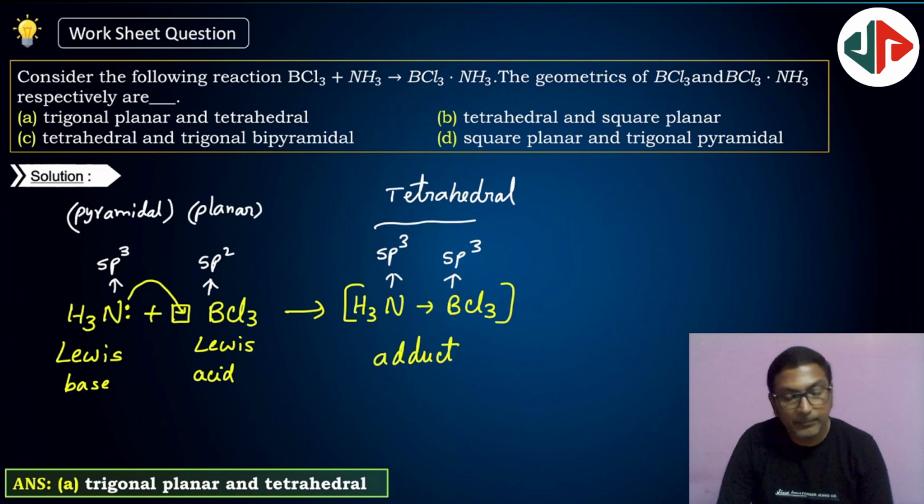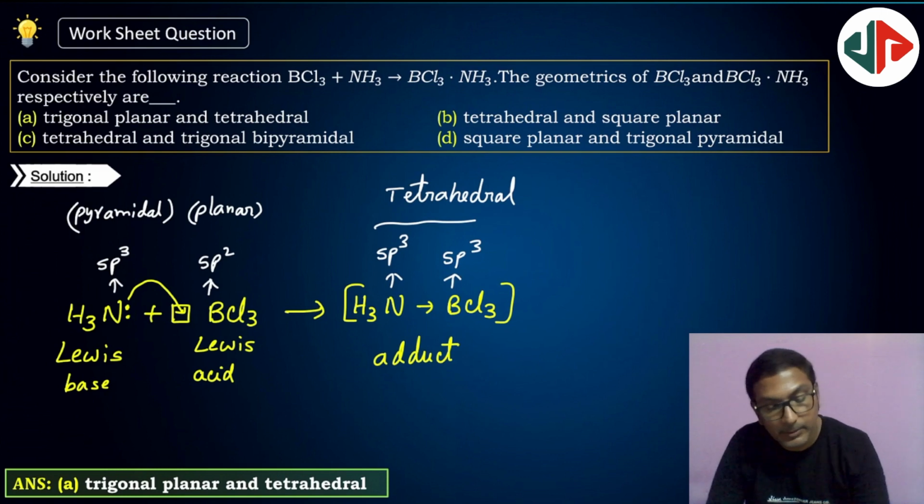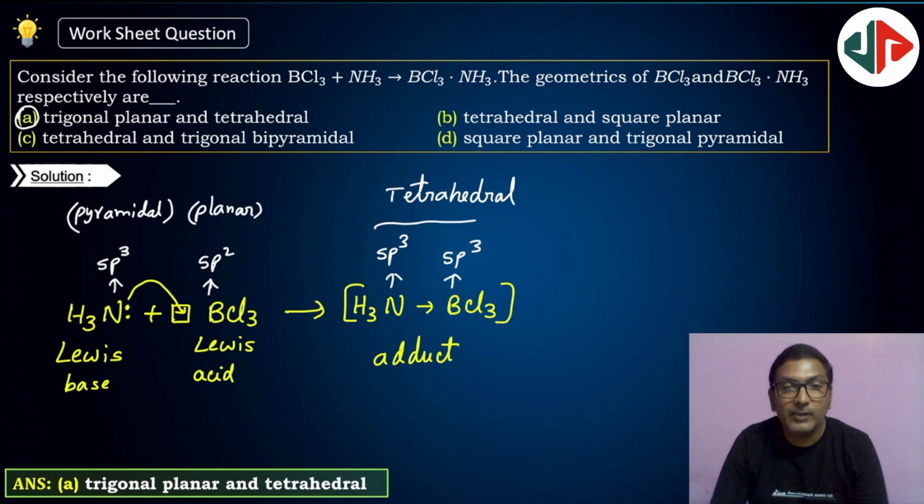Now check here. Before bond formation it is planar, after bond formation it is tetrahedral. That is option A. Very important. It is an addition compound, a Lewis base and Lewis acid reaction.